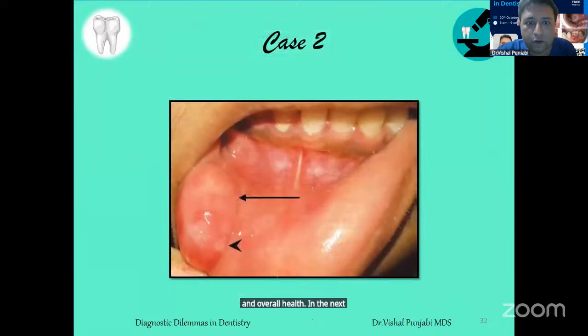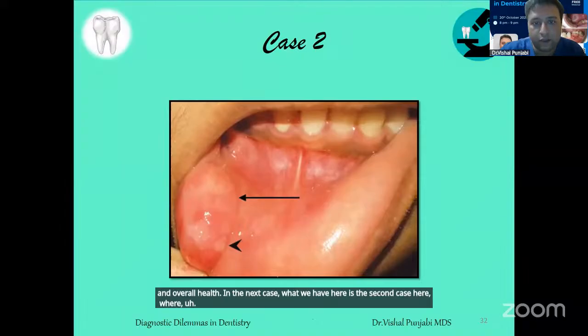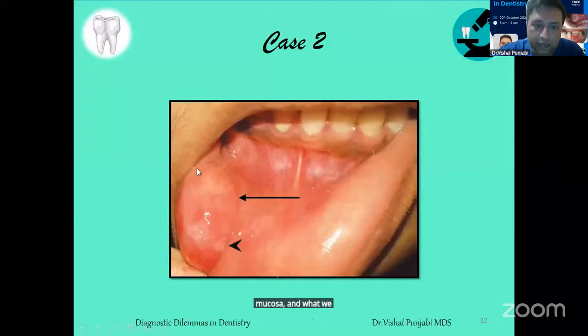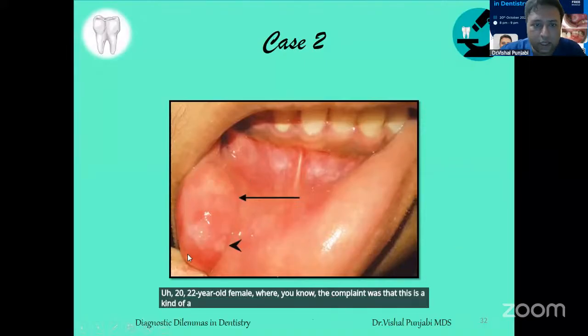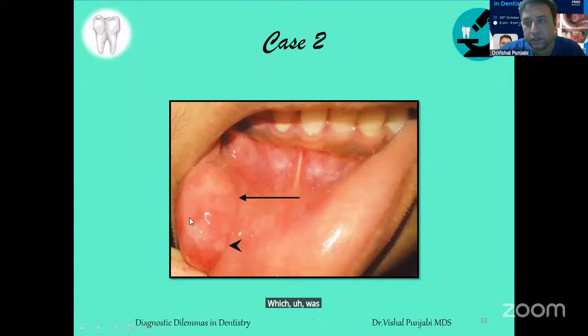In the next case, what we have here is the second case, where you see the way we have reflected the mucosa here. This is the lower labial mucosa. And what we see here is a young individual, a 20, 22-year-old female, where the complaint was that this is a kind of a growth, which is painless, which was smaller in size a few years ago. So the patient had ignored it, saying probably it will just go on its own.